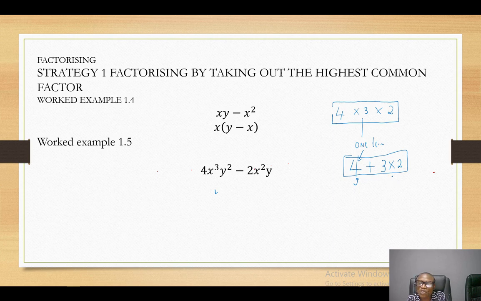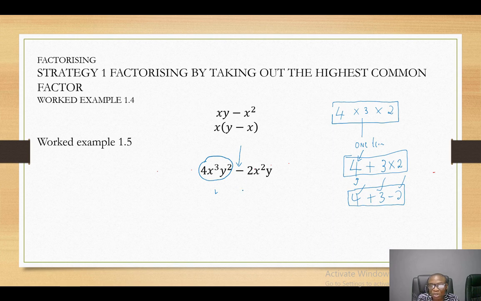So this is made up of 2 terms. Now, if it's 4 plus 3 minus 2, this has got 3 terms: 1, 2, 3. So terms are separated by addition and subtraction. So you look at 4x cubed y squared. This is one term. There is no addition in between. Now we see subtraction means we are going to the second term.